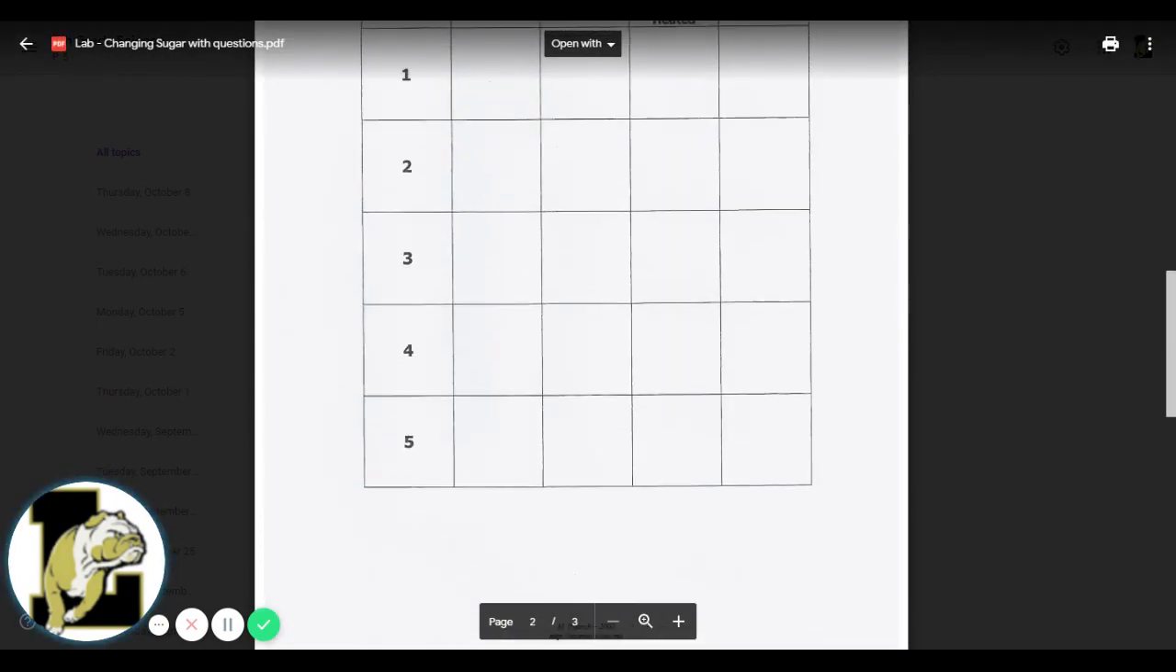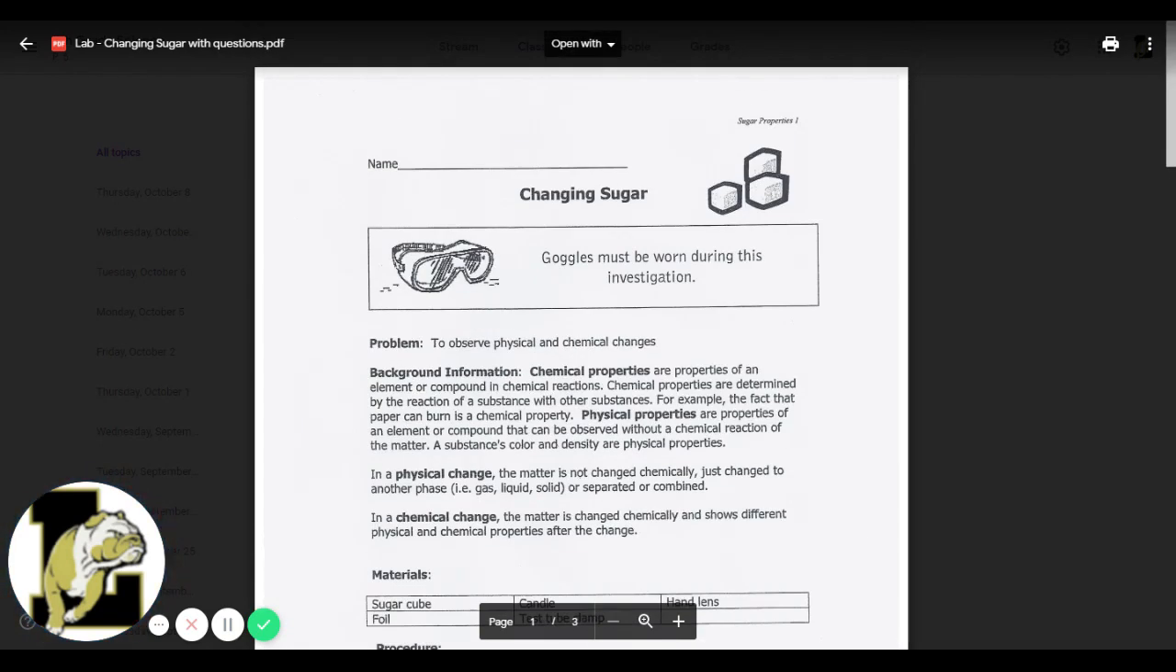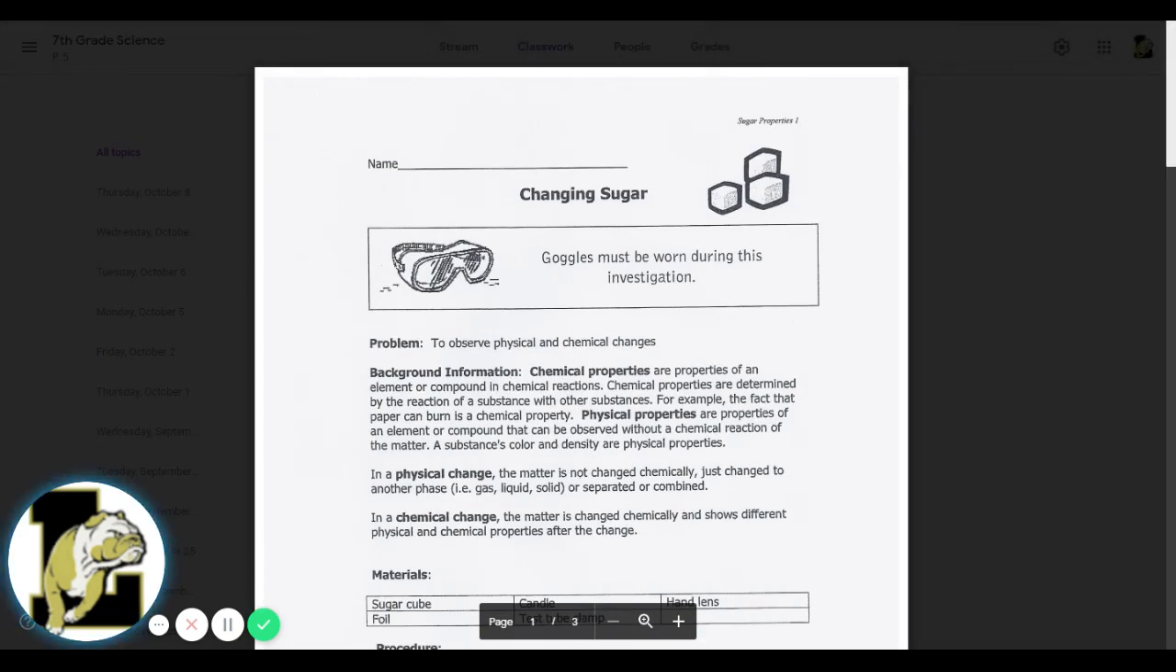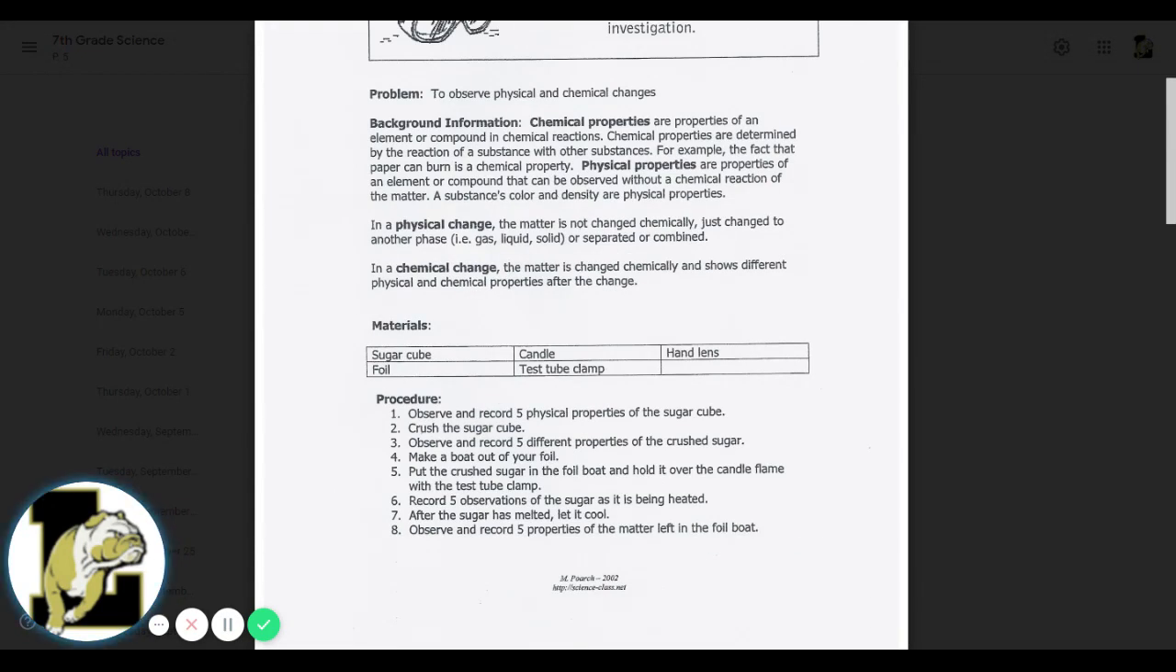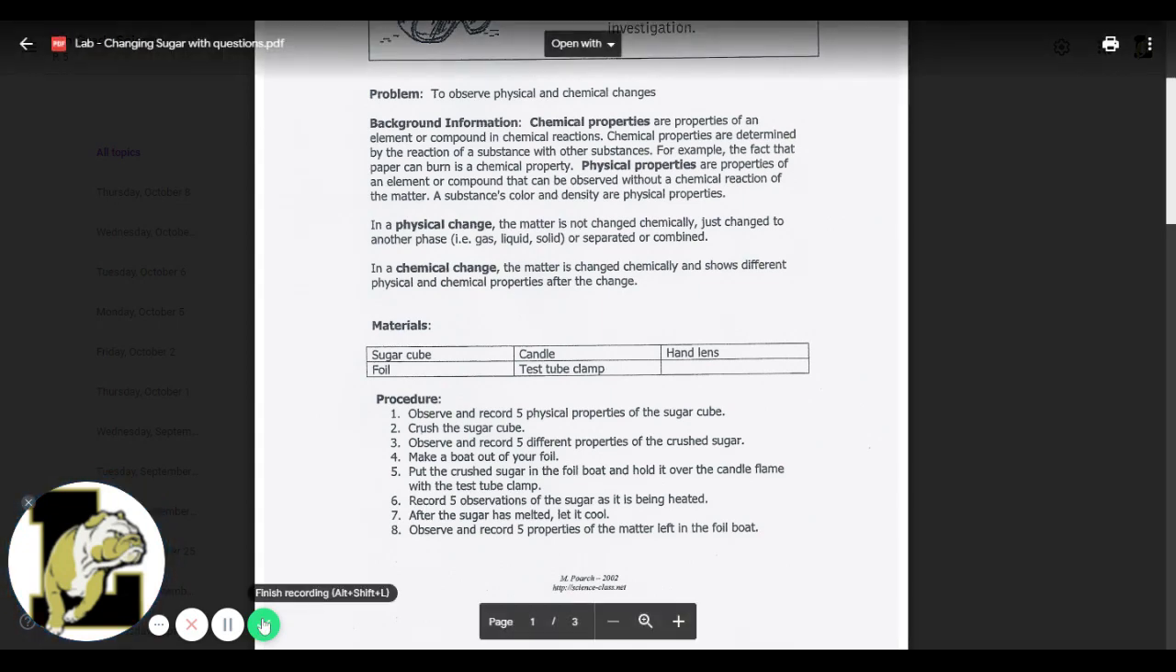You can do so in an email and send me that email to receive full credit for your lab today. Email me with any questions that you might have, and I'll be happy to help. But essentially, again, find sugar, find tin foil, find a candle, put the sugar in the tin foil, put it above the flame, and observe what happens. Let me know if you have any questions.